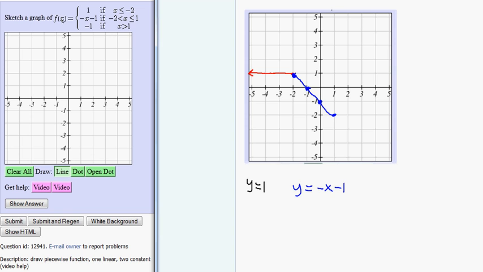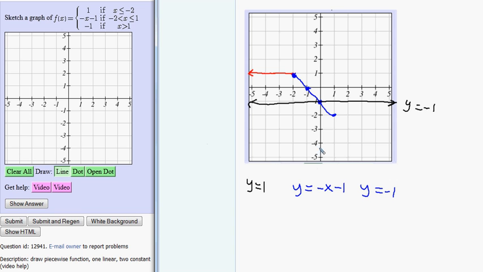And then my last equation is as easy as the first. Instead of y equals 1, the equation is y equals negative 1. And y equals negative 1 is quite simply a horizontal line through negative 1. There would be the graph of y equals negative 1 over its entire domain. But they don't want it over the entire domain. They only want that line for x values strictly greater than 1.